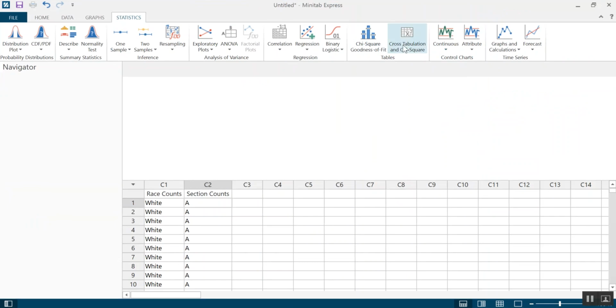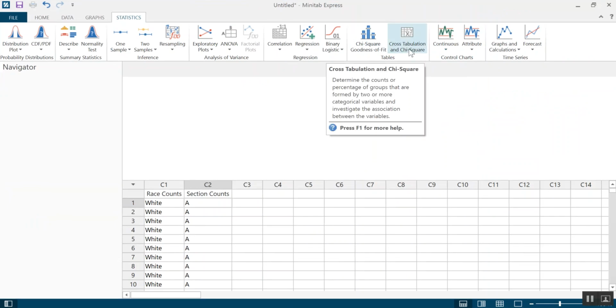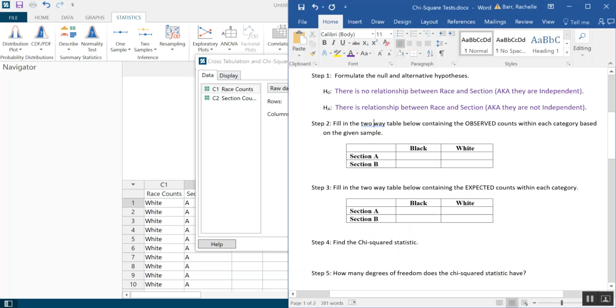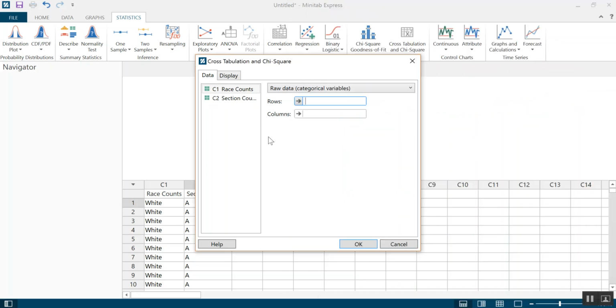So what I really want is the cross tabulation chi-squared. This is how I can create a two-way table or a cross tabulation. That's the other name of it. It first asks me what I want as my rows and my columns. Well, hold on, let's look back at the Word document. It appears I have race on the columns and section as my rows. So I'm going to put section in as my rows, and then my column is going to be race counts.